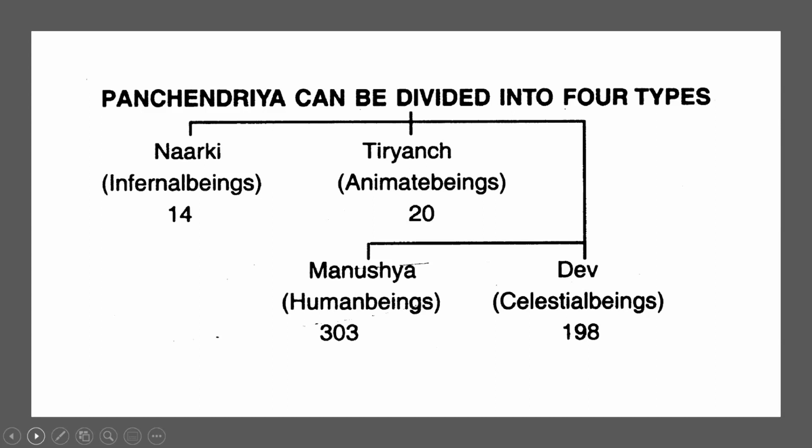And these Devtas are in all the three loks: Urdhvalok, Madhyalok, and Adholok. So in today's class, we'll see about the Narki. We'll see about the 14 different types of Jeevs of Narki and 14 classifications of Jeevs of Narki.